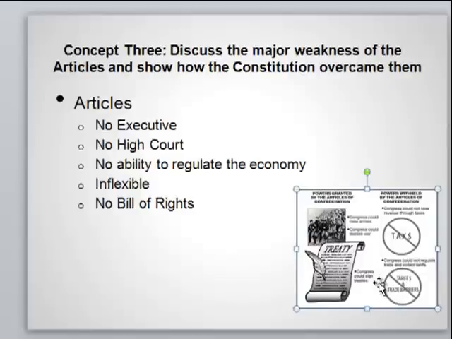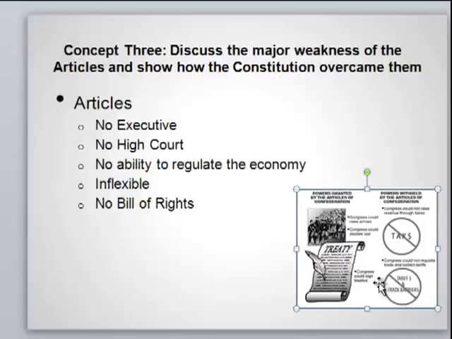The first weakness is the Articles of Confederation had no executive branch. So Congress under the Articles could make all the laws it wanted to, but it had no way to enforce them. It had to depend on the states to serve as the executive branch. The second was that there was no judiciary branch to settle disputes between the states, between states and the central government, or to protect the rights of individual citizens. So it had no high court, no Supreme Court.